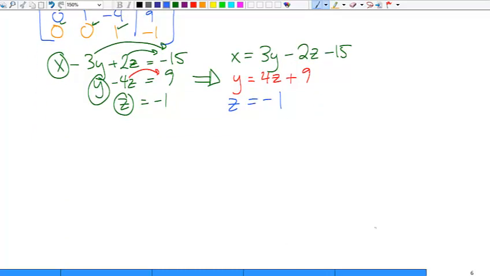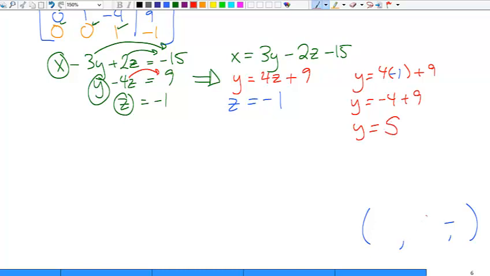So I'm going to use some back substitution. I already know my z answer. To solve for y, I'm going to take 4 times z plus 9, but my z is negative 1, so y is equal to negative 4 plus 9, so y is equal to 5.